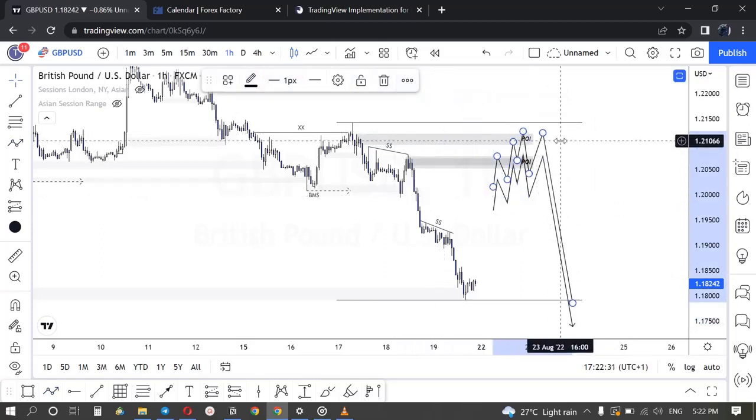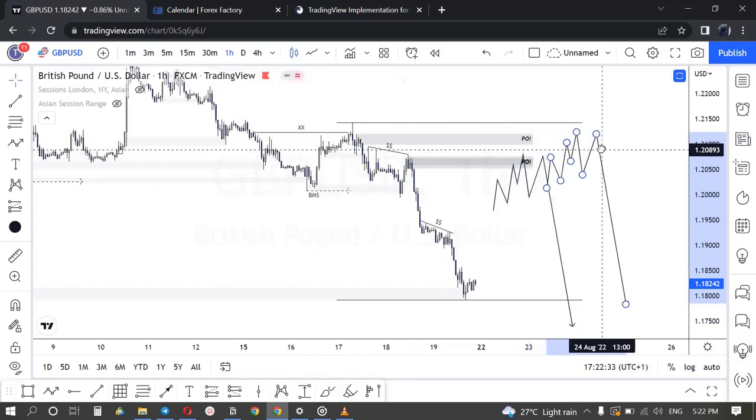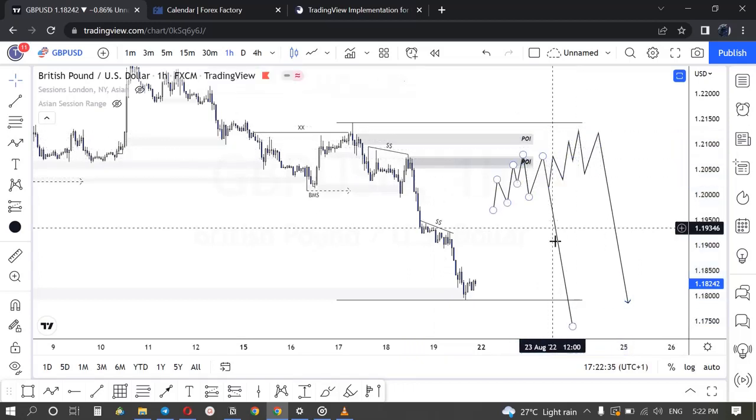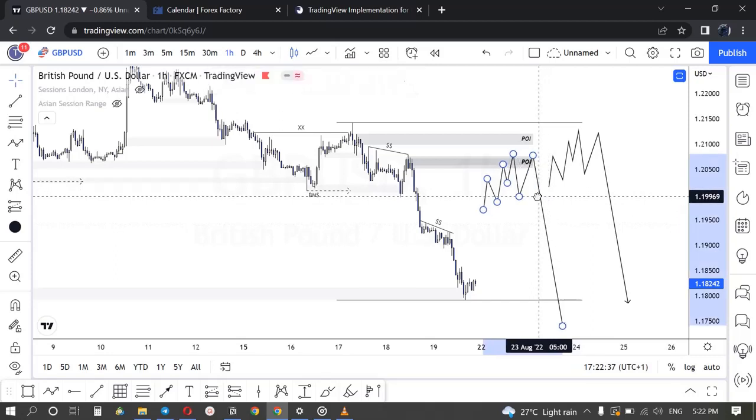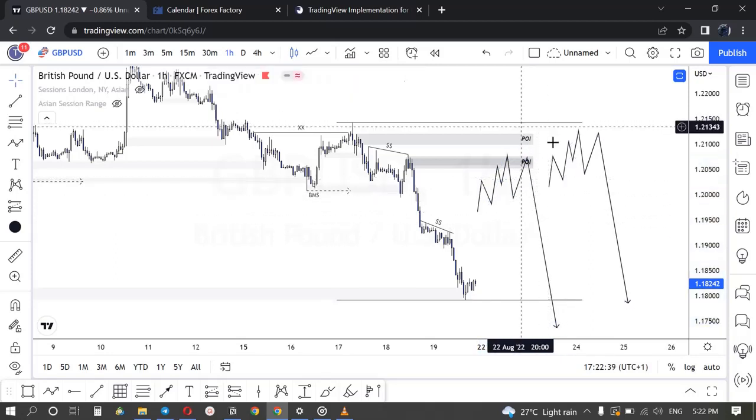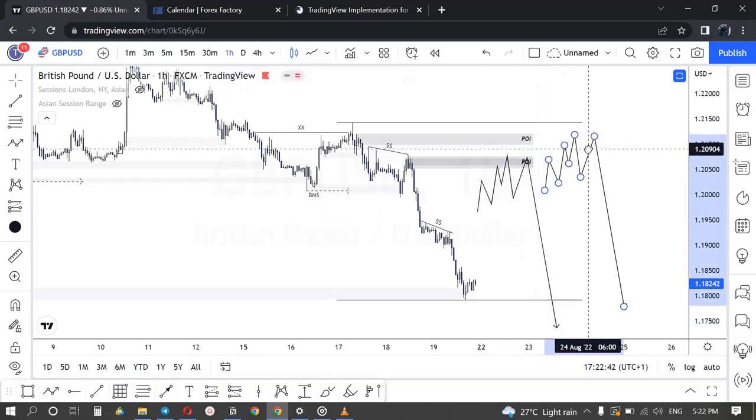If I did not see any confirmation, trust me, family, I'm not going into any trade. That's just the truth. I can never lie to myself. So wait for that confirmation entry at those areas of interest.